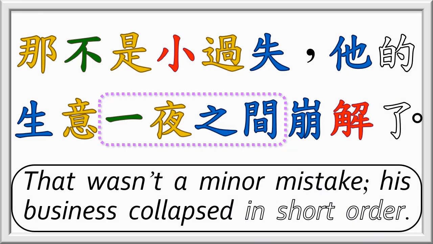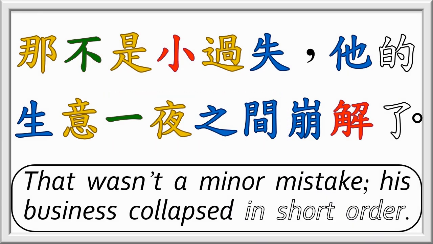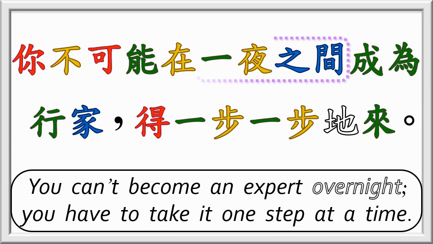那不是小过失，他的生意一夜之间崩解了。That wasn't a minor mistake. His business collapsed in short order. 你不可能在一夜之间成为行家，得一步一步的来。You can't become an expert overnight. You have to take it one step at a time.